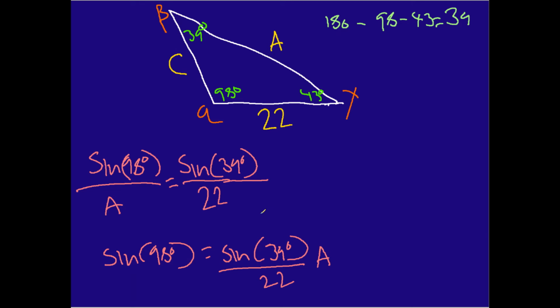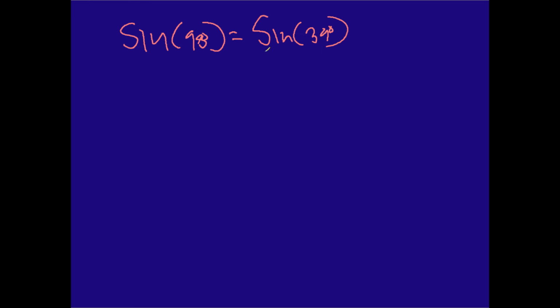So that's what's happening there. Now, this is where it gets tricky. See if you can follow along here. I'm going to do this on the next slide. So we got sine of 98 degrees equals, let's see here, sine of 39 degrees over 22, and this is multiplied by a.